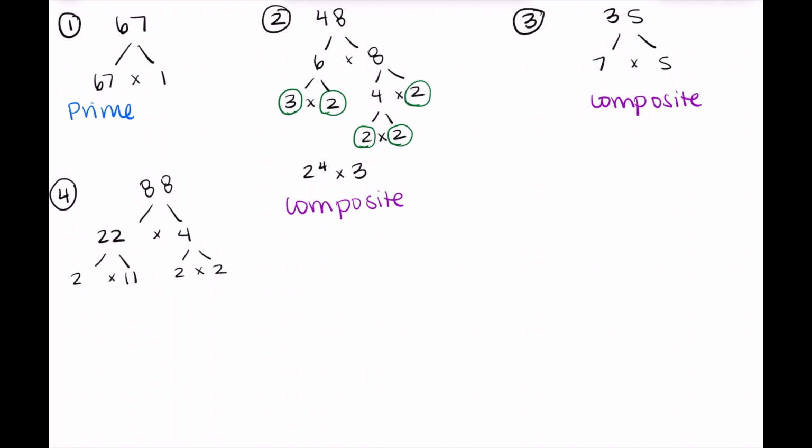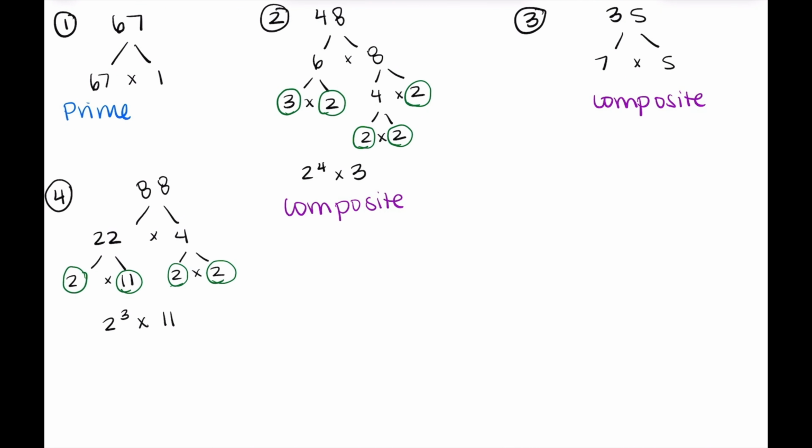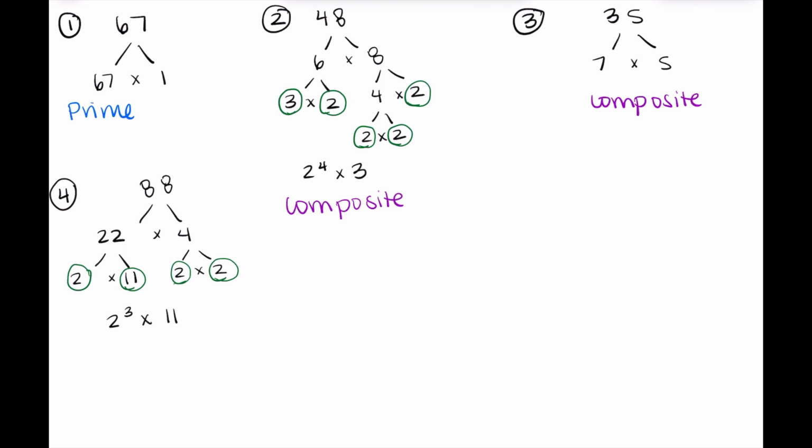So the way that we'll rewrite this, since there's a lot of factors, which are all prime, right? We have 2 times 11 times 2 times 2. That would be equivalent to 2 cubed times 11. And clearly we have factors other than just 88 and 1, right? So number 4 would be composite.